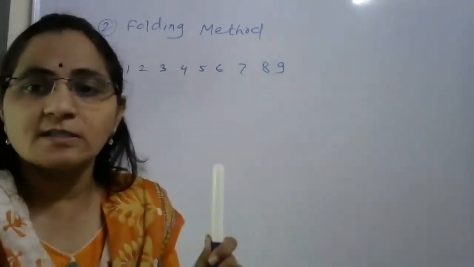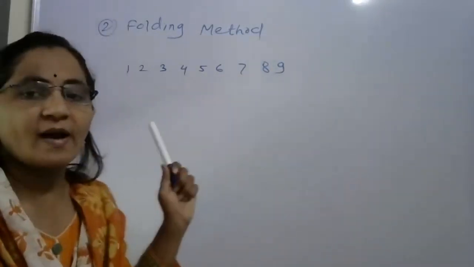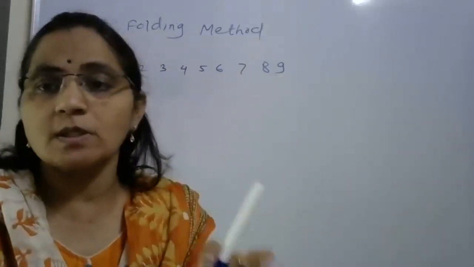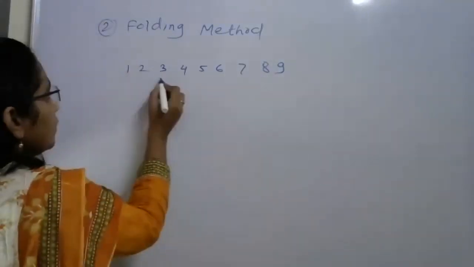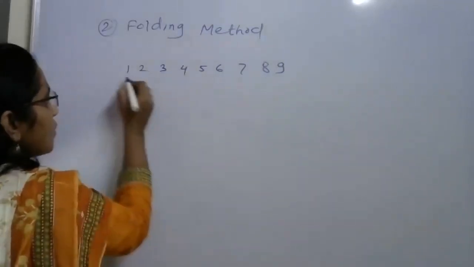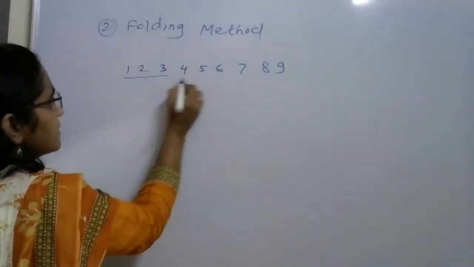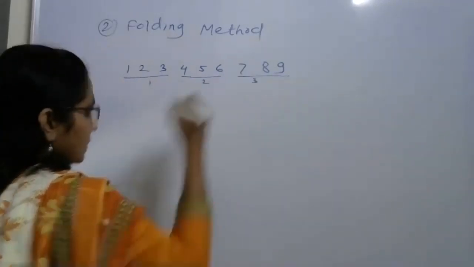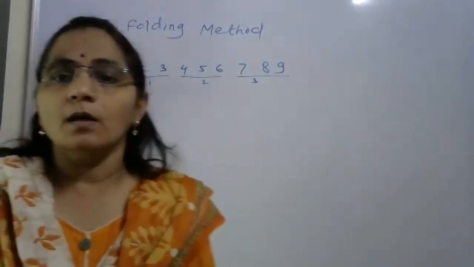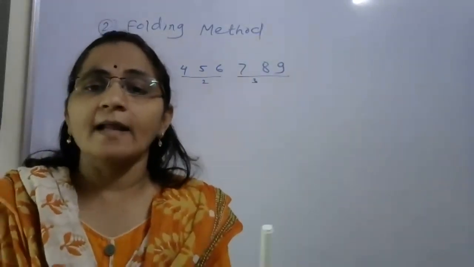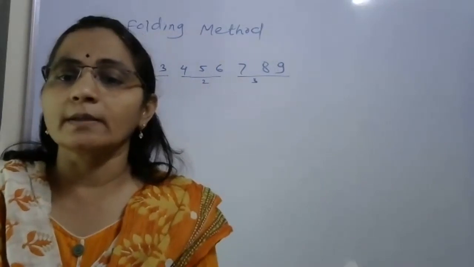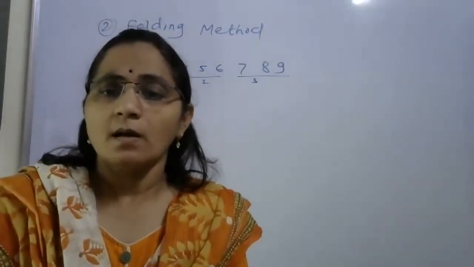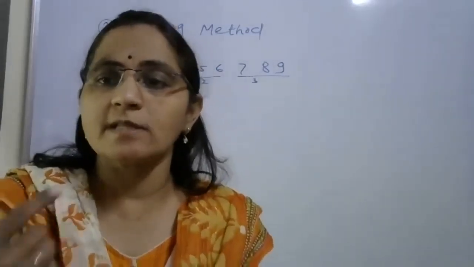So this method tells you that first of all you have to divide the identifier into a number of parts using the same length. Suppose the total digits are 9, so I make 3 parts. This is the first part, this is the second part, and this is the third part. Then this method tells you that you just add all the parts ignoring the carry, and after addition whatever the answer is, ignoring the carry, that is the hash address.